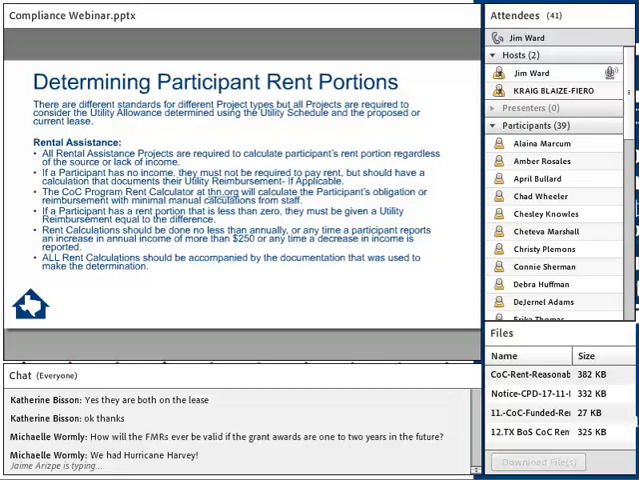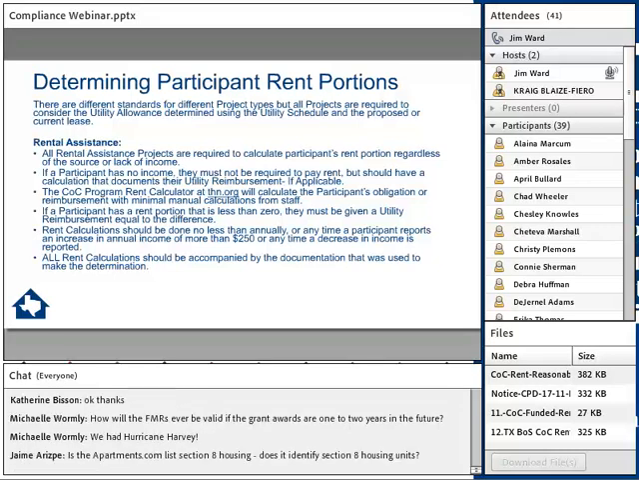But they should have a calculation that documents their utility reimbursement if that's applicable and if they are owed one. So what that means is you might have somebody without income who is in a unit where they're responsible for utilities. And that rent calculation should document how you are accounting for that utility allowance, which would then become a utility reimbursement. Because if a participant has a rent portion that is less than 0, they must be given a utility reimbursement equal to the difference between that negative number and 0.